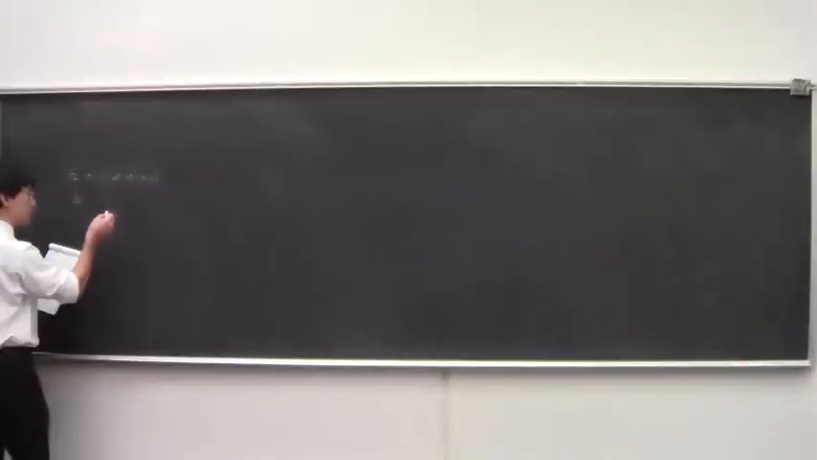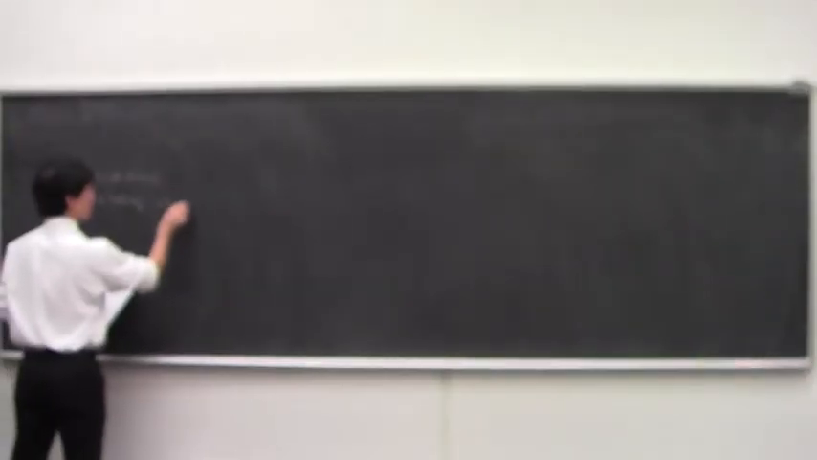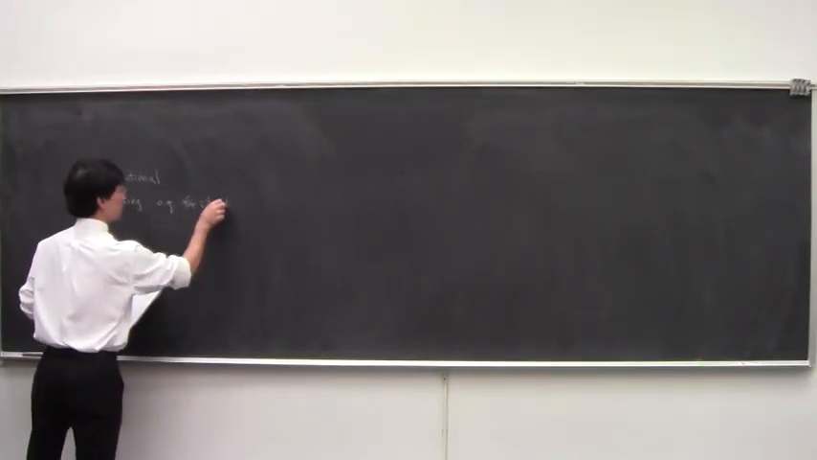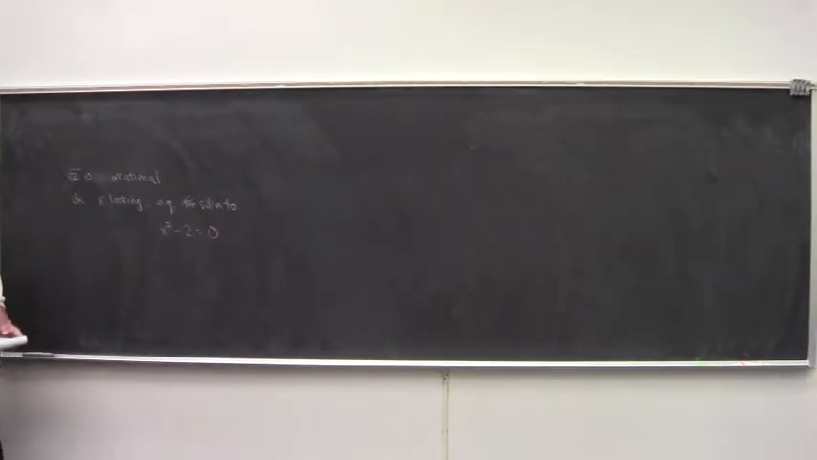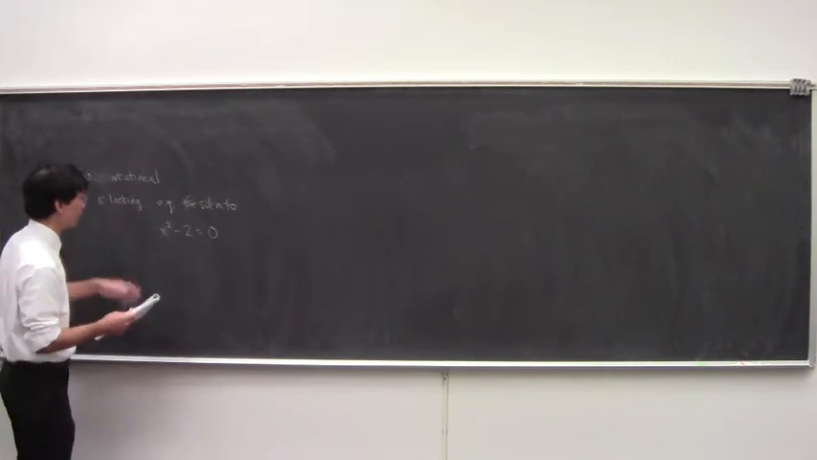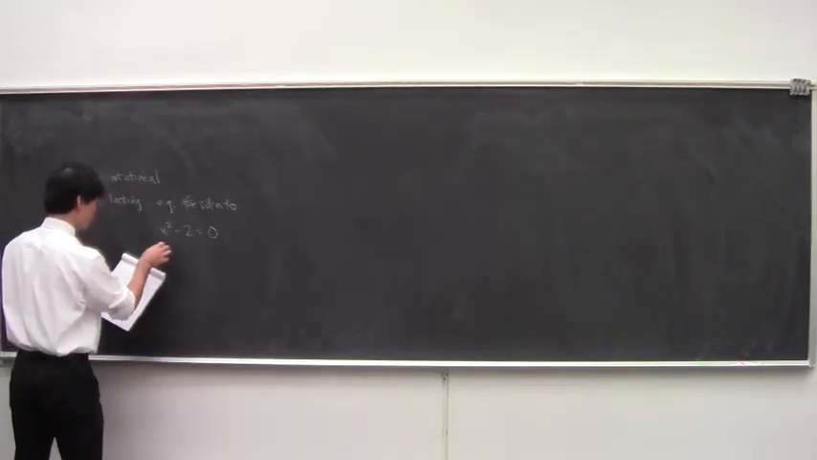Okay, so what you see is that the rational numbers are missing some things. In particular, it is lacking at least the solution to x squared minus 2 equals 0. It's lacking this number, and this is what's called an algebraic number.